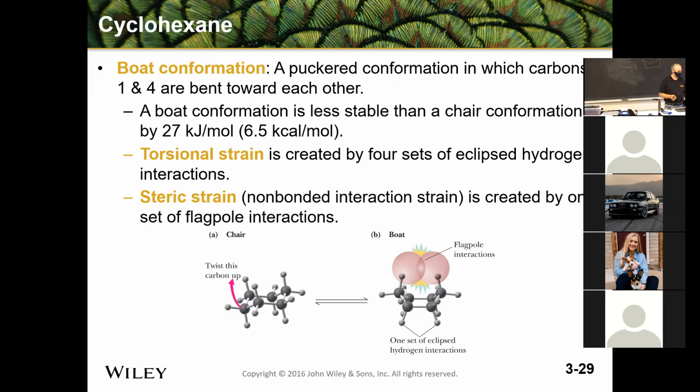So this is less stable than a chair by about 27 kJ per mole. There is torsional strain. If you look along these bonds, you can see that the hydrogens are eclipsed. There is also what's called steric strain. The flagpole hydrogens undergo repulsion with each other.